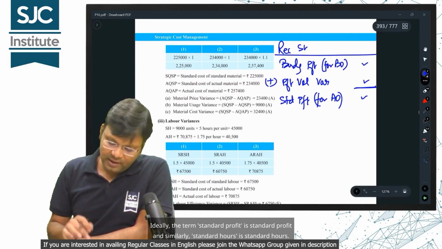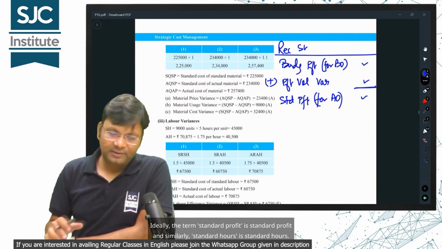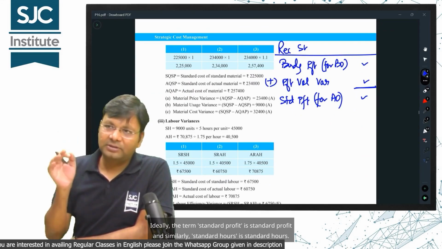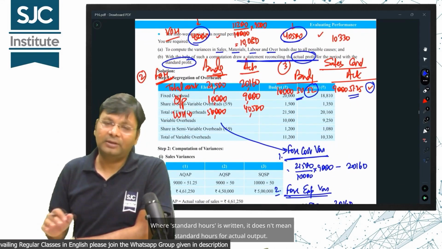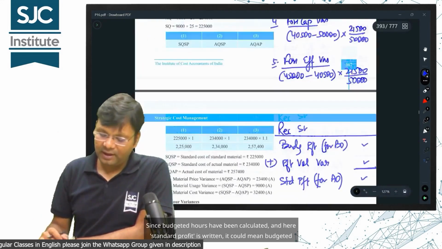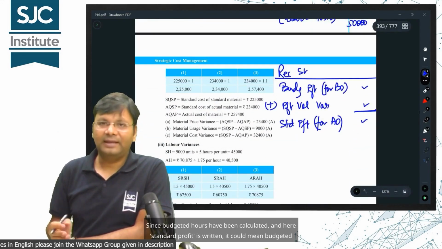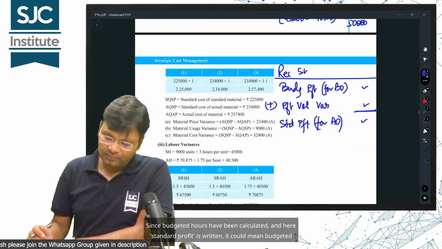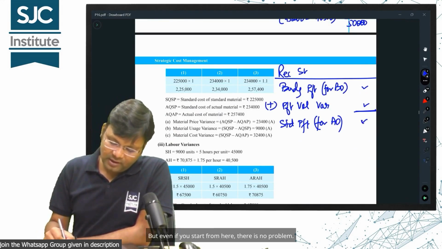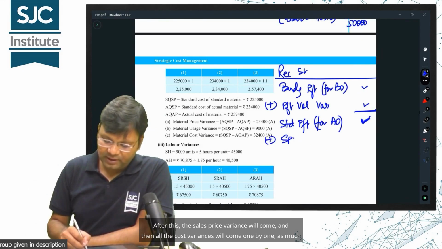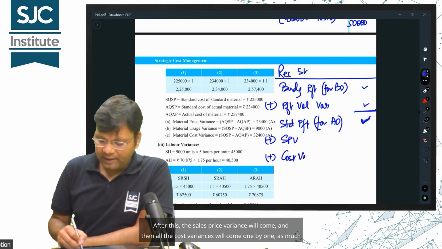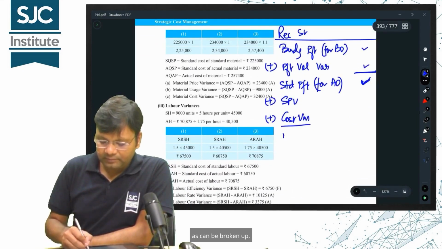Ideally, the term standard profit is standard profit, and similarly, standard hours is standard hours. Where standard hours is written, it doesn't mean standard hours for actual output. Since budgeted hours have been calculated, and here standard profit is written, it could mean budgeted profit. But even if you start from here, there is no problem. After this, the sales price variance will come, and then all the cost variances will come one by one, as much as can be broken up.